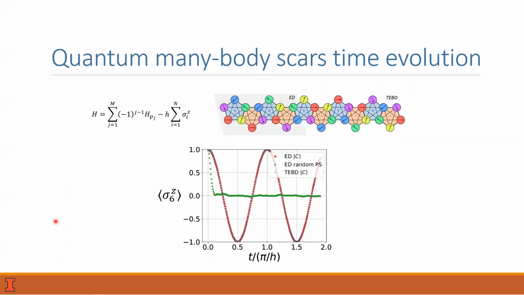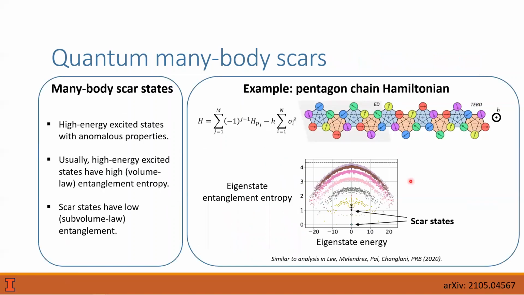I had a quick question about the scars as well. Maybe it's a stupid question, but can you go back one slide, please? This one? So you didn't say anything about boundaries or boundary conditions. Are the scar states associated with localized states at the boundaries or something like this? Or what is their physical interpretation?